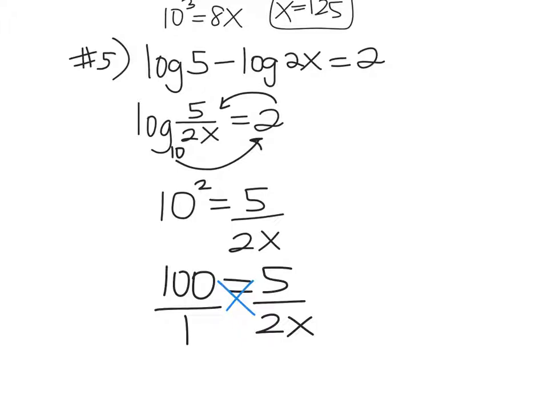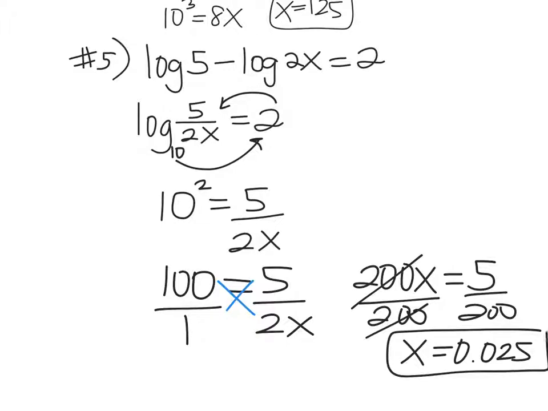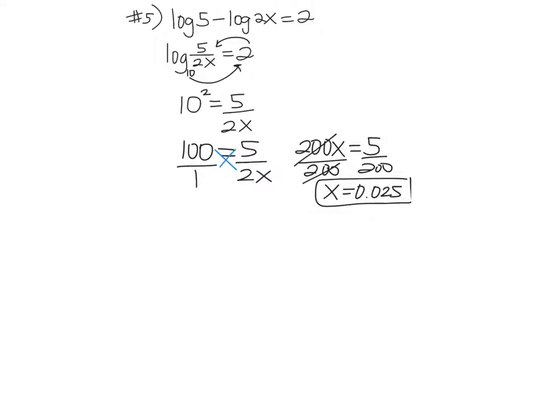And you get 100 times 2x is 200x, and 5 times 1 is 5. And then be careful. It feels like you should divide by 5, but you're not. You're dividing by 200. And you can write that as a decimal. 5 over 200 is exactly 0.025. All right, I'm going to let you try one now.